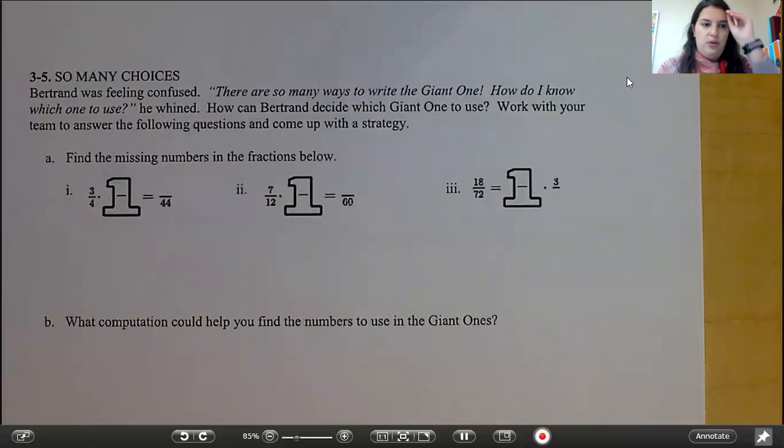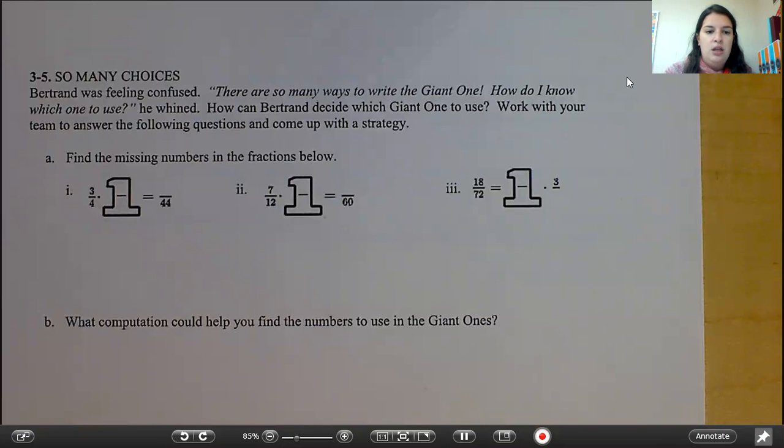Okay, so we're on question 3.5 now. It is titled "So Many Choices." Bertrand was feeling confused. There are so many ways to write the giant 1. How do I know which one to use? he whined. How can Bertrand decide which giant 1 to use? Work with your team to answer the following questions and come up with a strategy.